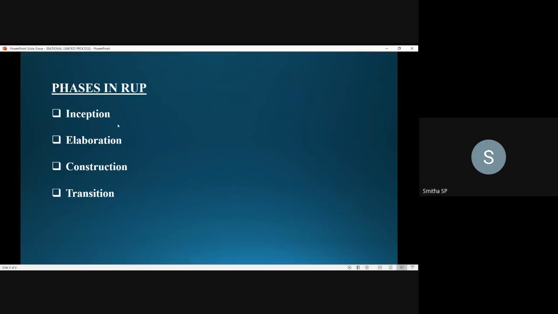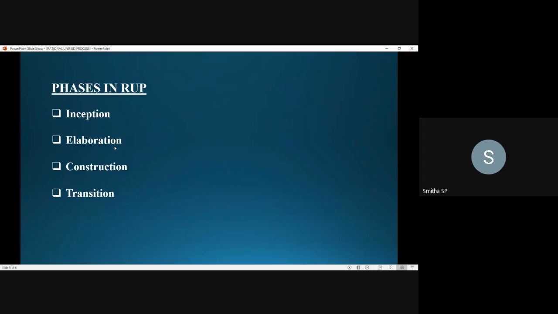Then moving on to the elaboration phase. Once we're done with the inception phase, we will move to the elaboration phase. The main goal of elaboration phase is to develop an understanding about the problem domain, then to establish an architectural framework. Then the third goal is to develop the project plan, and we should identify the project risk. These four activities will be done in the elaboration phase.